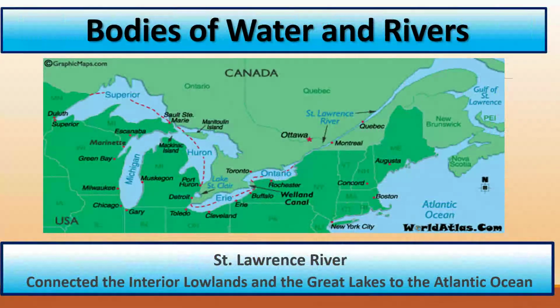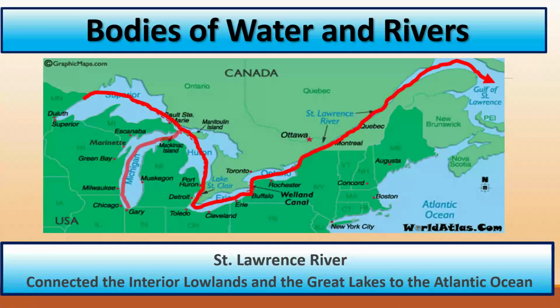And here is that St. Lawrence River, or St. Lawrence Seaway, and this connects the interior lowlands and the Great Lakes to the Atlantic Ocean. Now, this is important for trade, and we'll talk a lot about this when we talk about the French and Indian War, because the French did control interior parts of America, but control of that region was dependent upon control of the St. Lawrence River.